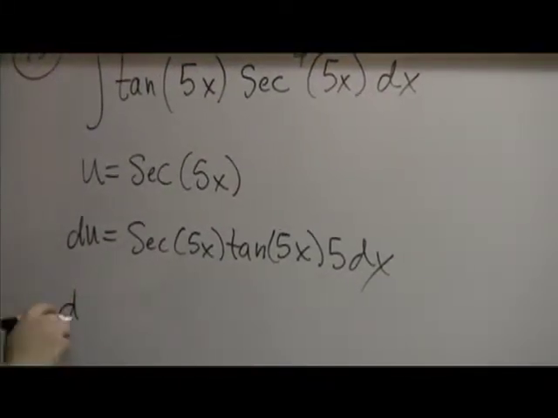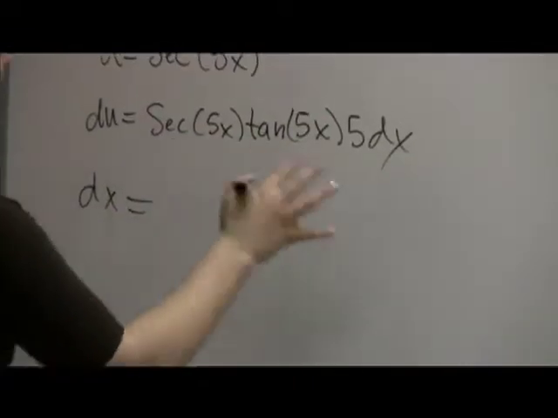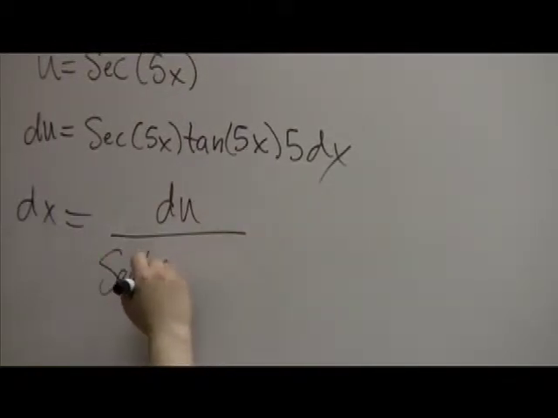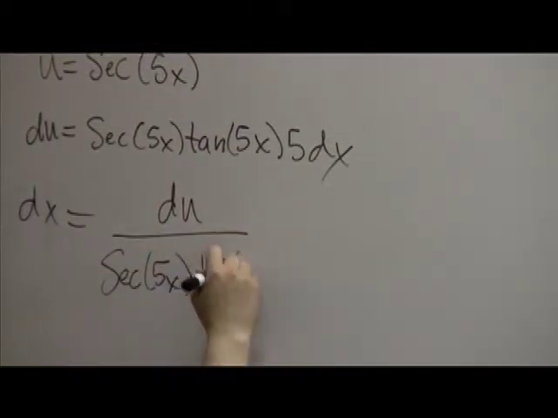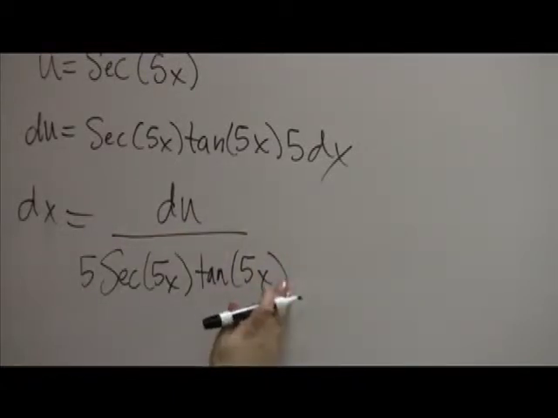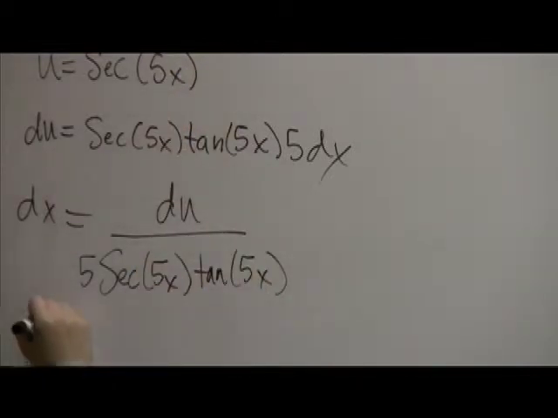Okay, we're going to solve for dx. dx equals a big mess: du over secant 5x tangent 5x times 5. I'm going to plug just this part in right there. I hope that you're all with me because I want you to get this right on your test.